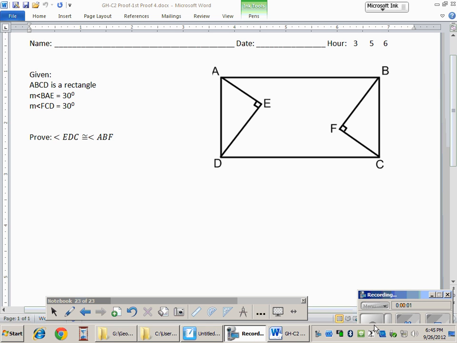Okay, ladies and gentlemen, this is the proof that was printed on the white sheet of paper. So let's just jump into it right now. No better way to learn proofing than just to start writing a bunch of proofs. So we have to prove a couple angles are congruent, EDC and ABF.